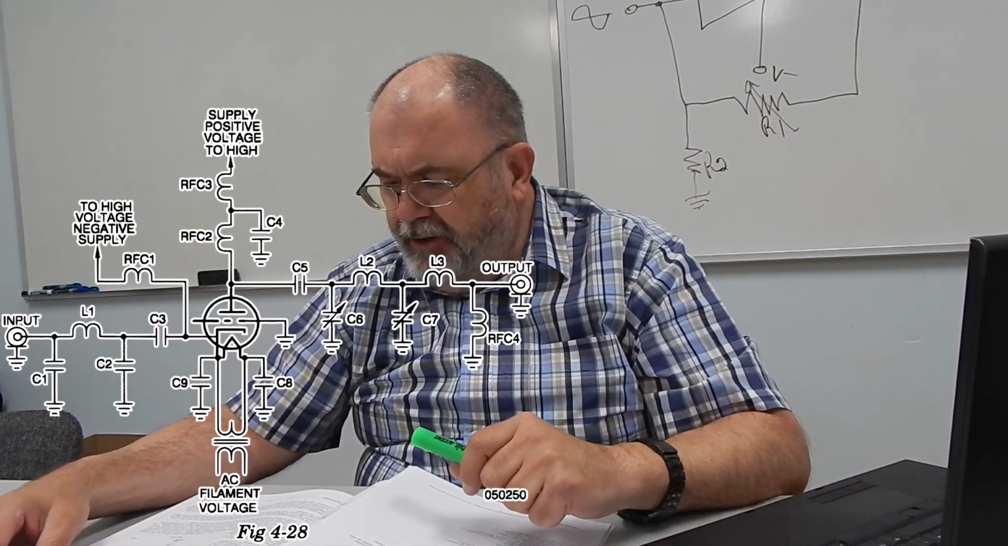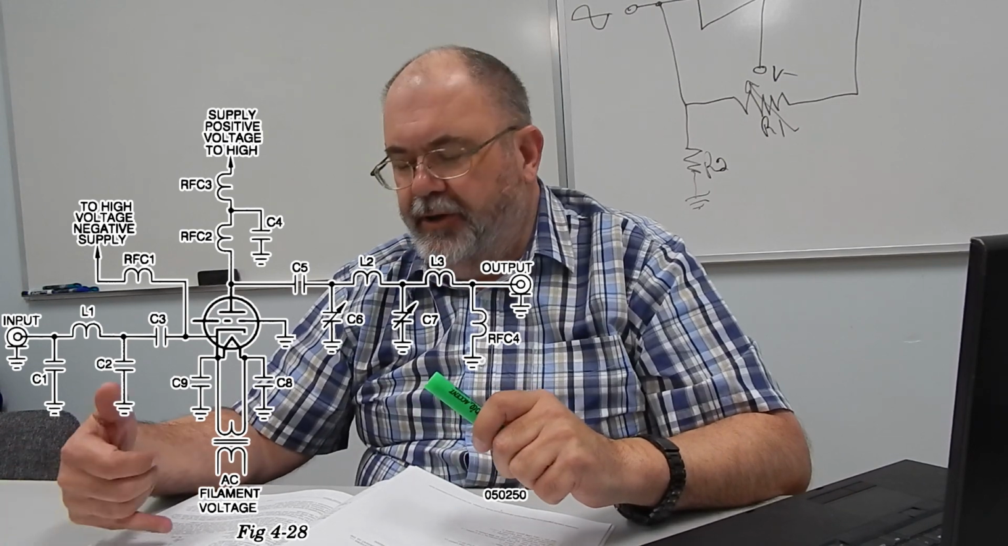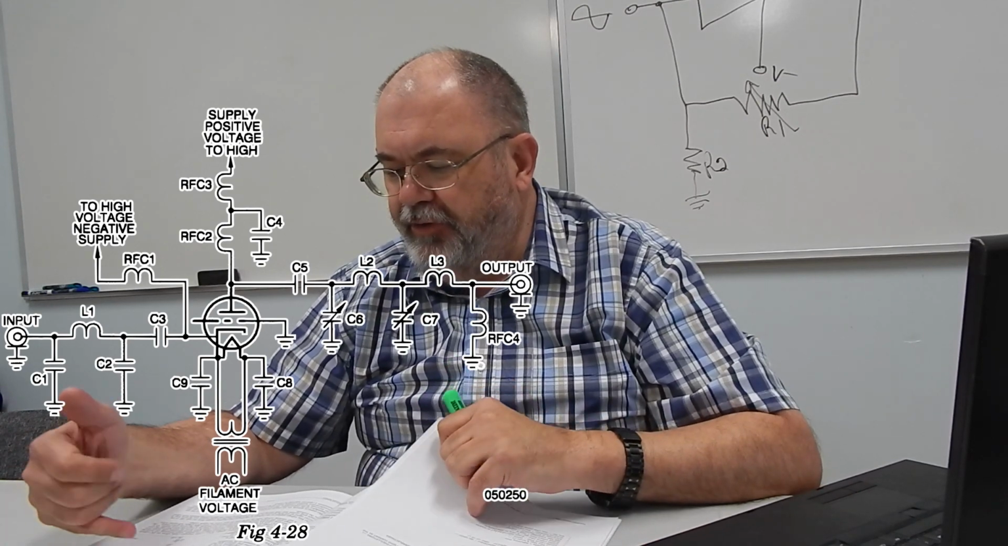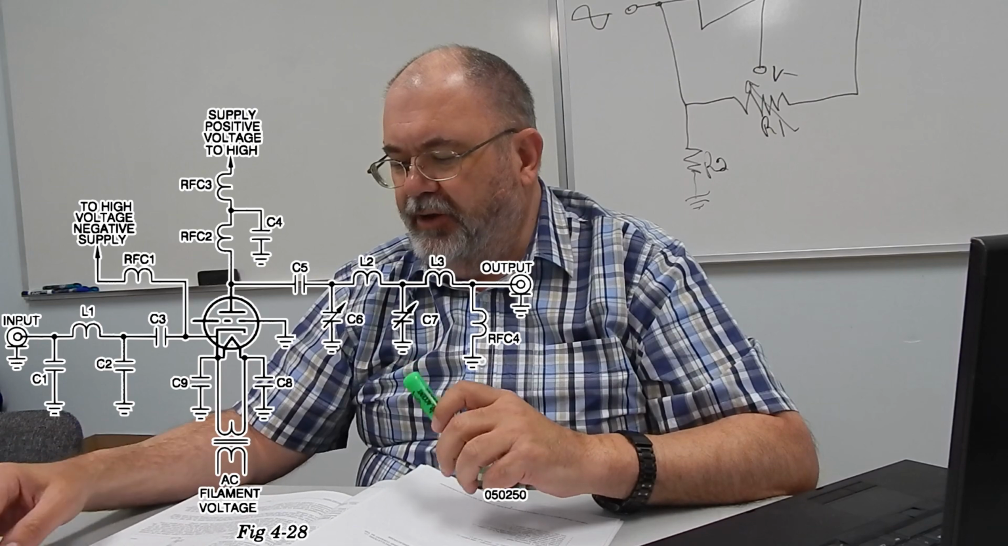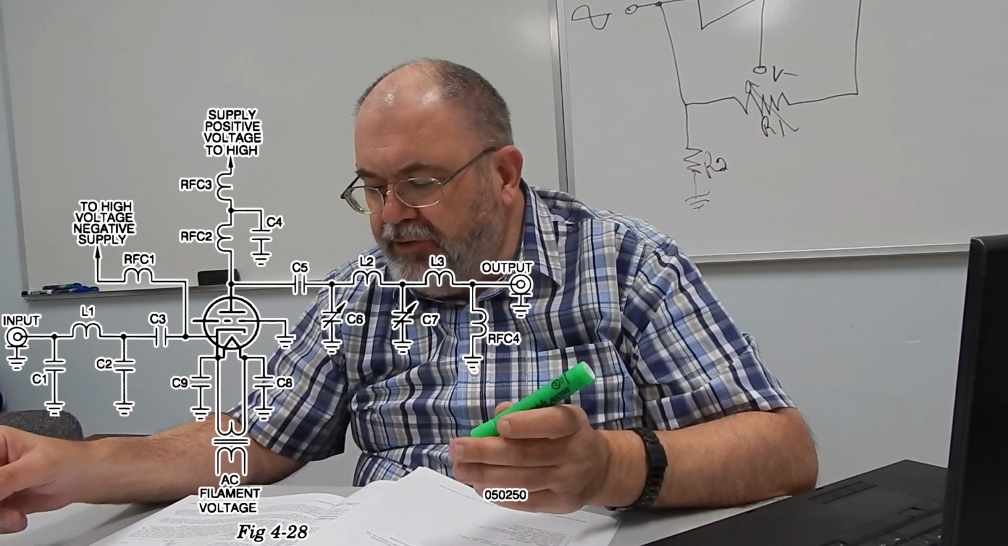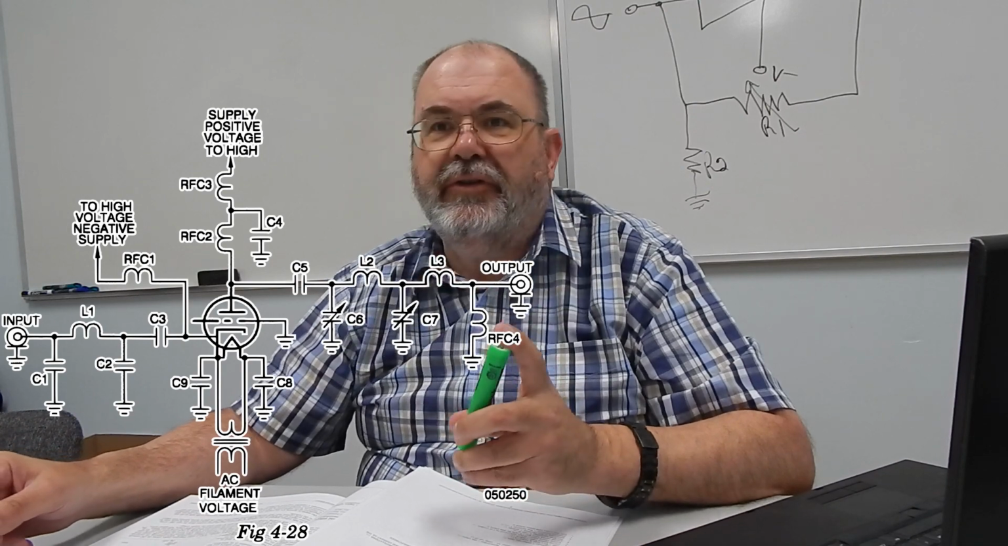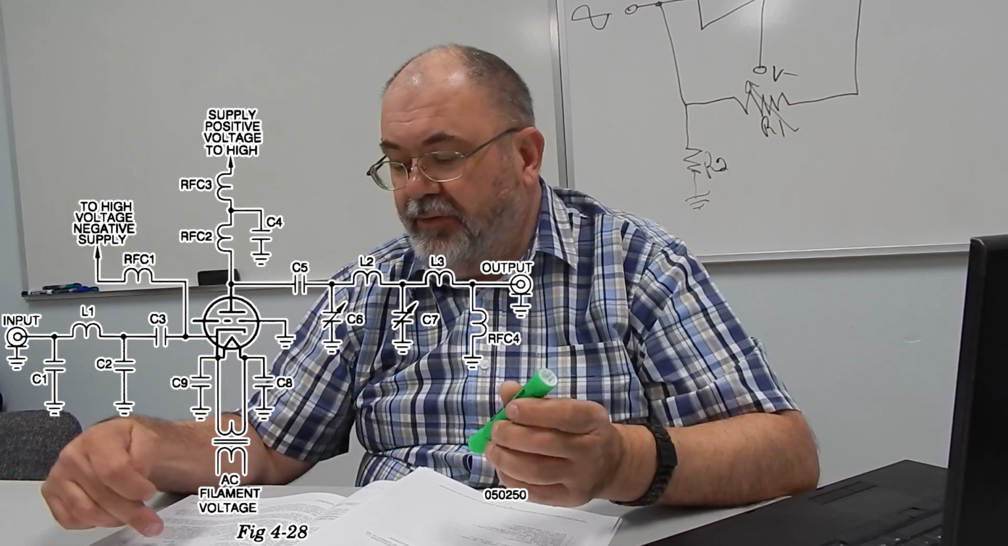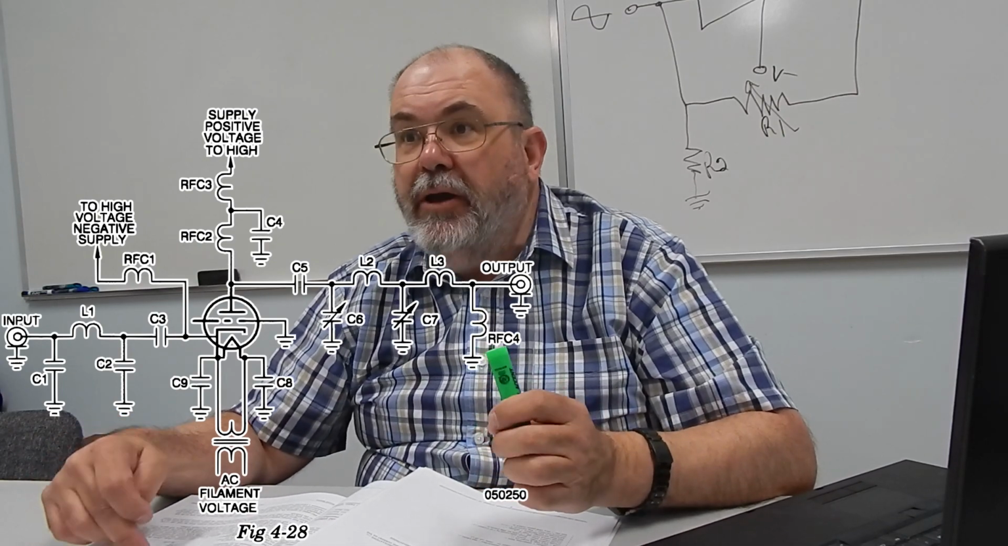Now, looking on the plate or the anode of the tube and going straight up to the B plus supply, once again you see there's RFC2, RFC3, and C4. And those again are RF blockers. We need high voltage on that plate, and this could be in the order of hundreds or even thousands of volts on that plate, but we don't want the RF to go back and disappear into our power supply.